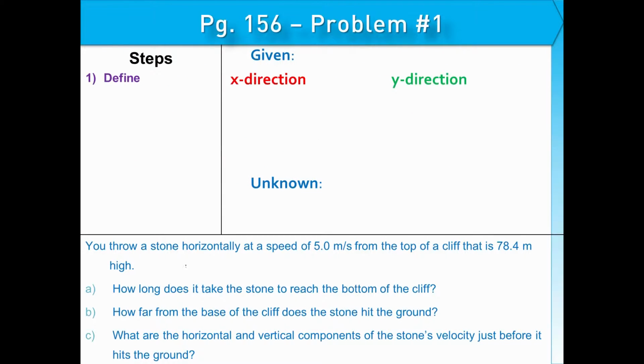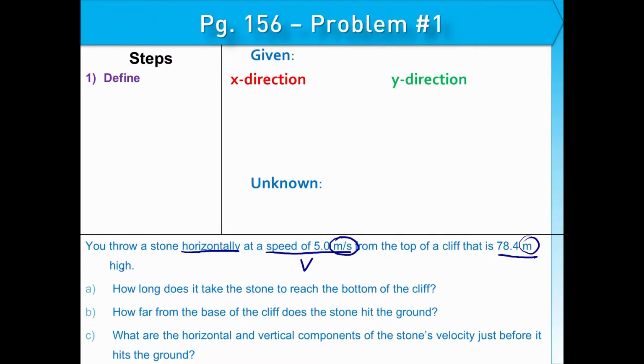So let's analyze the question. You throw a stone horizontally at a speed of 5 meters per second. Because of the units, meters per second, we know we have a velocity variable. Continuing on, from the top of a cliff that is 78.4 meters. So we now know we're dealing with displacement here. So go ahead and underline that.